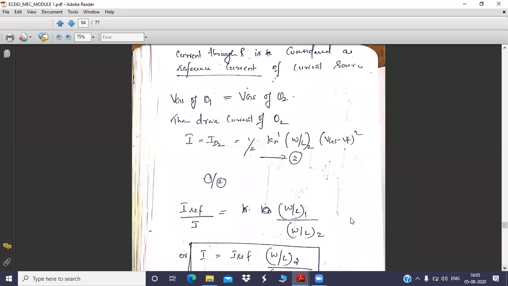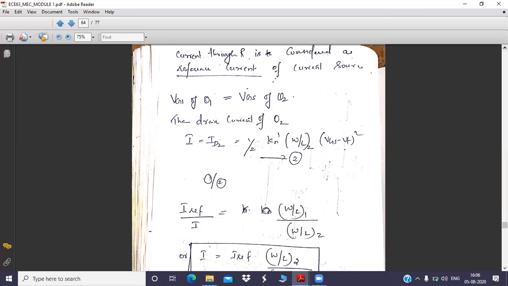Now, what is I here? I is nothing but ID2. And you can write that ID2's equation like this, because we have already studied it in the first part of this module, the equation for the saturation region of operation. Many numerical problems we have solved by using this equation. So that I have also written: half Kn dash W by L2, where 2 means the second transistor. You have Q1 and Q2, isn't it? So this is the second transistor, and VGS minus VT the whole square.